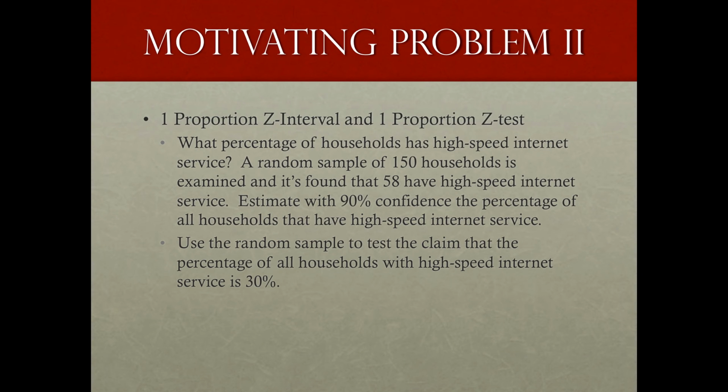Motivating problem number 2. What percentage of households has high-speed internet service? Unknown to me. I don't know about you. A random sample of 150 households is examined. It's found that 58 have high-speed internet service. Estimate with 90% confidence the percentage of all households that have high-speed internet service. That is the one proportion z-interval part. The second bullet, use the random sample to test the claim that the percentage of all households with high-speed internet service is 30%.